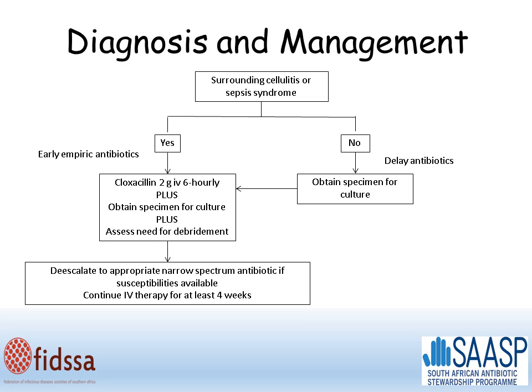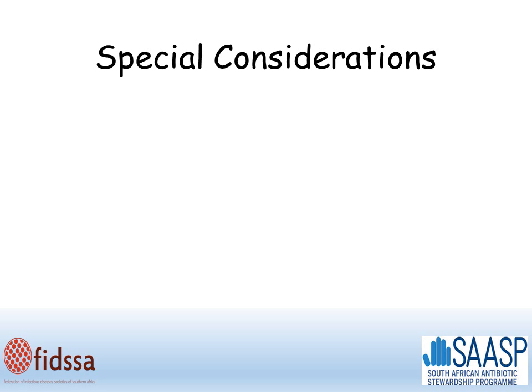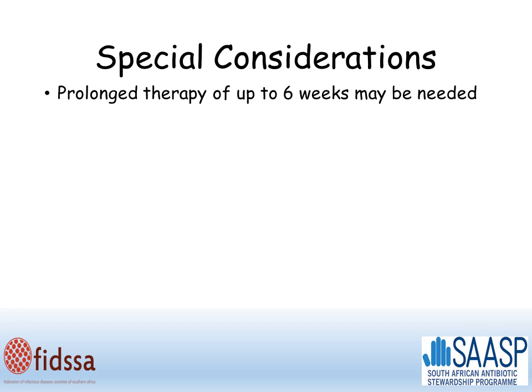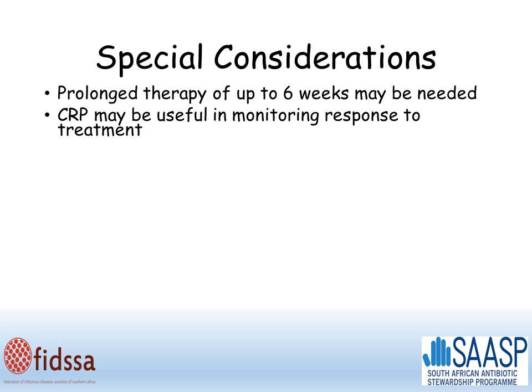Once antibiotics are started, you should follow general principles of antibiotic stewardship by de-escalating to the most appropriate narrow-spectrum antibiotic once the sensitivities are available, and the duration of intravenous therapy is typically at least 4 weeks. These are special considerations. Prolonged therapy may be needed in some cases, with up to 6 weeks of intravenous therapy. CRP can be a useful monitoring tool to determine the response to therapy and therefore the duration of treatment.